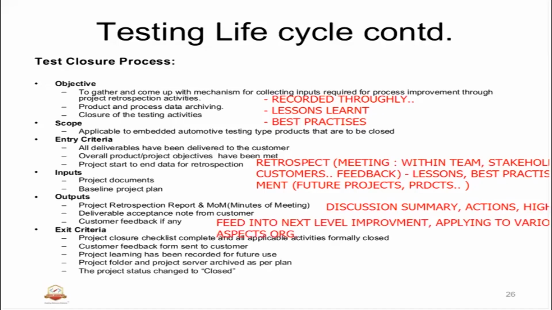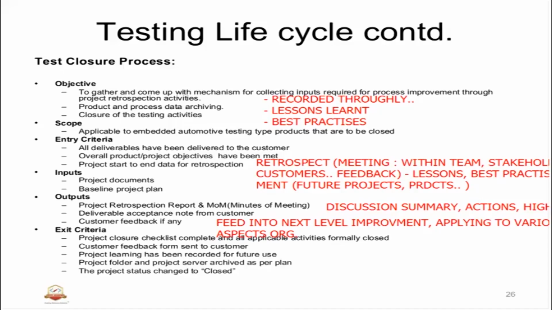The last one is exit. How are we going to exit this project checklist? There is a checklist that should be completed, which will be maintained in the server by the concerned people, and all the applicable activities in the checklist should be closed. There should not be any open items, so that the project is closed. And either we have got the acceptance or the feedback. If not, we might seek it as part of this closure.